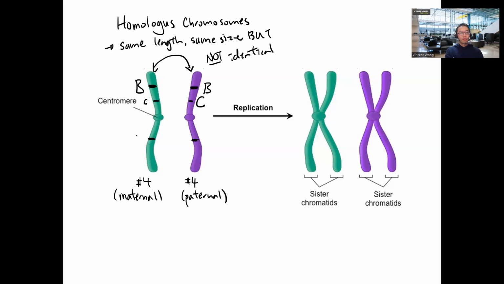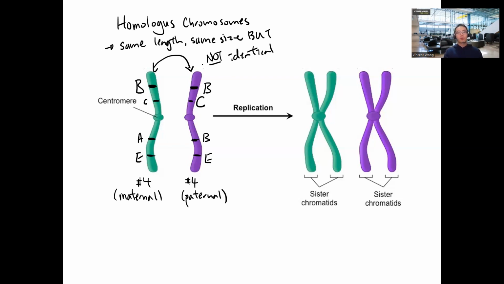You might have another gene here. One might code for type A blood, the other for type B blood, and that's going to be different. And then maybe another one: one codes for, totally making this up, attached earlobes, and the other also happens to be attached earlobes. So along the entire length of the chromosomes, you have the genes in the same order, but the version of the gene might not be the same.